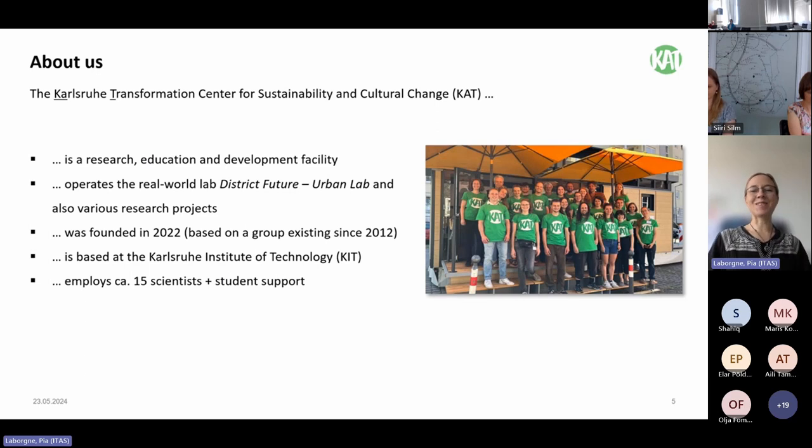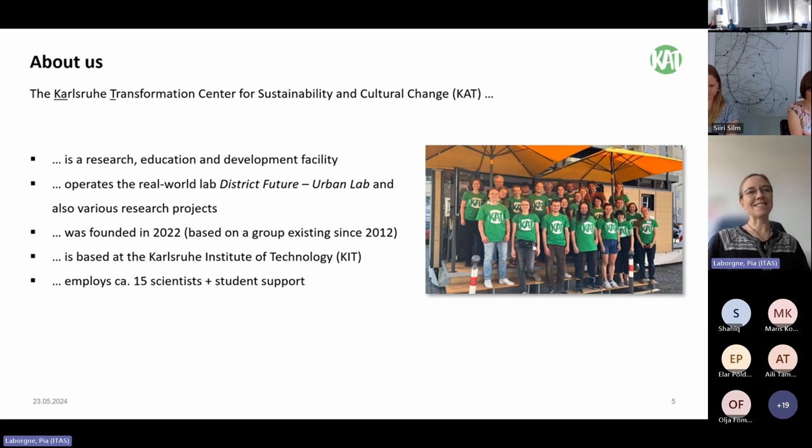And that's at the core of our research center, the Karlsruhe Transformation Center for Sustainability and Cultural Change. It's part of ITAS, the Institute for Technology Assessment and System Analysis at the Karlsruhe Institute of Technology in Karlsruhe, Germany. It is a research, education and development facility that operates itself a real-world lab, which is called District Future Lab, and also various research projects.